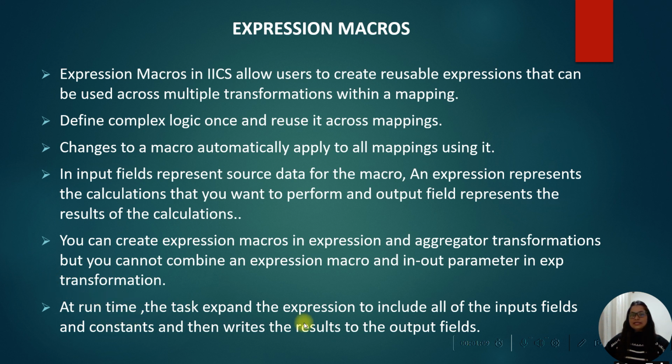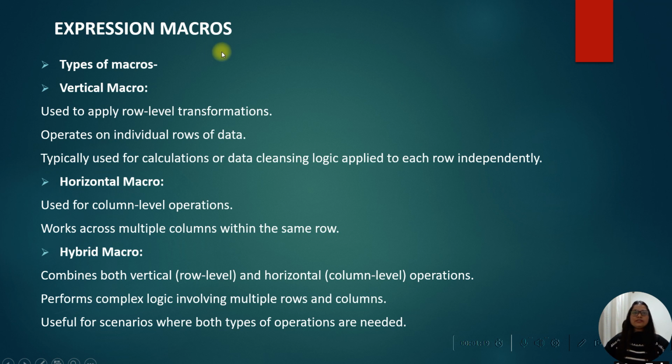Then at runtime, the tags expand the expression to include all the input fields and constants and then write the result to the output field. There are three different types of expression macros: vertical macros, horizontal macros and hybrid macros. The vertical macro is used to apply row-level transformations and operates on individual rows of the data. The horizontal macro is used for column-level operations and works across multiple columns within the same row. The hybrid macro combines both vertical and horizontal operations and performs complex logic involving multiple rows and columns. It is used for scenarios where both operations are needed.